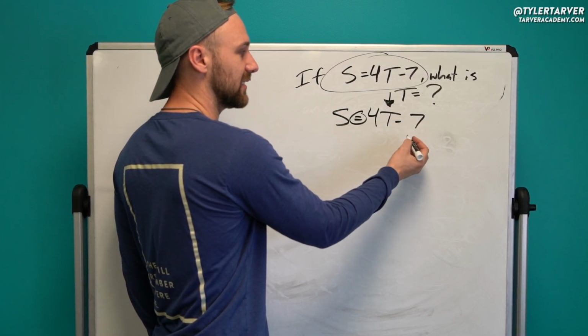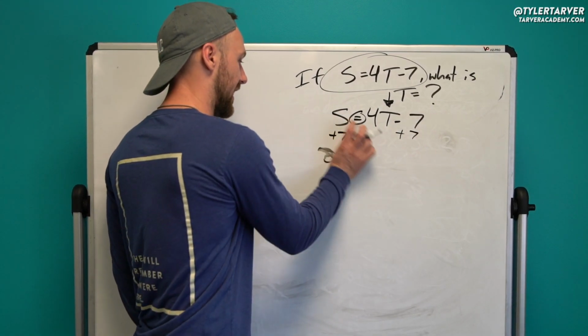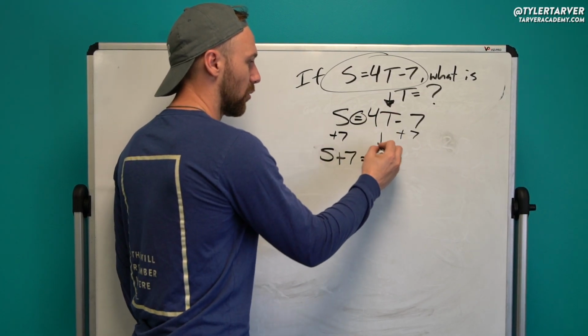So what's the opposite of minusing 7? Adding 7. So it's s, that's an 8. S plus 7 equals 4t.